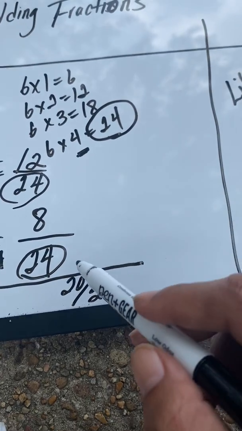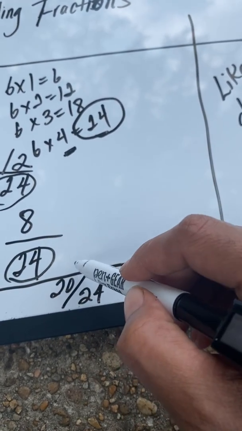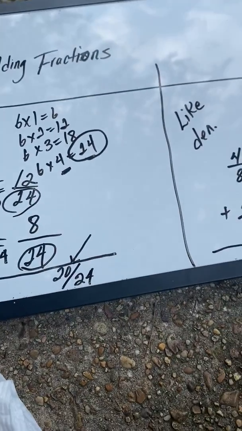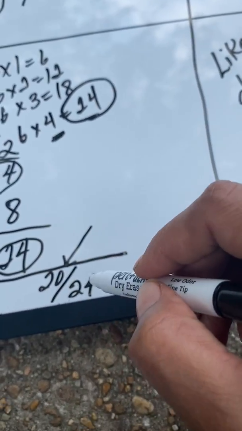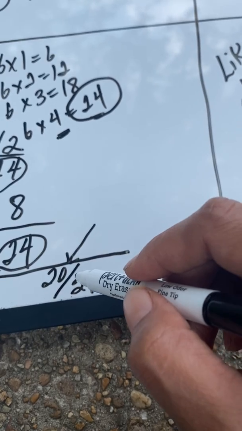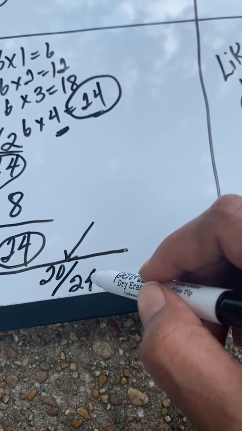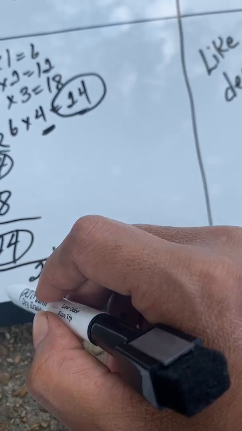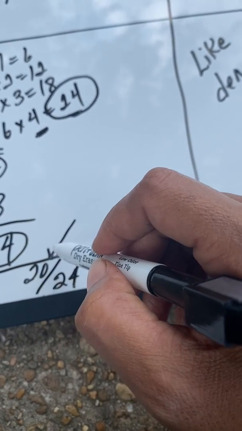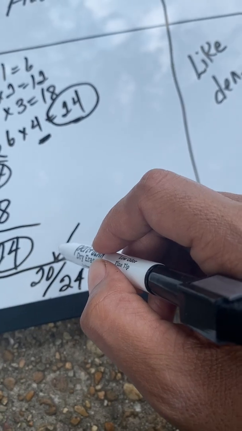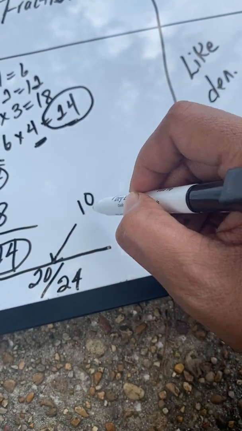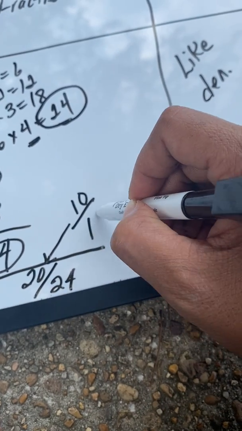All right. Now I have even numbers on the top and on the bottom. Now when there's an even number on the top, this means that you have to do more reducing. Okay. 20 can be reduced. So can 24. So to reduce it, I'm going to pick 2 to go into both numbers. So 20 divided by 2 is 10, and 24 divided by 2 is 12.